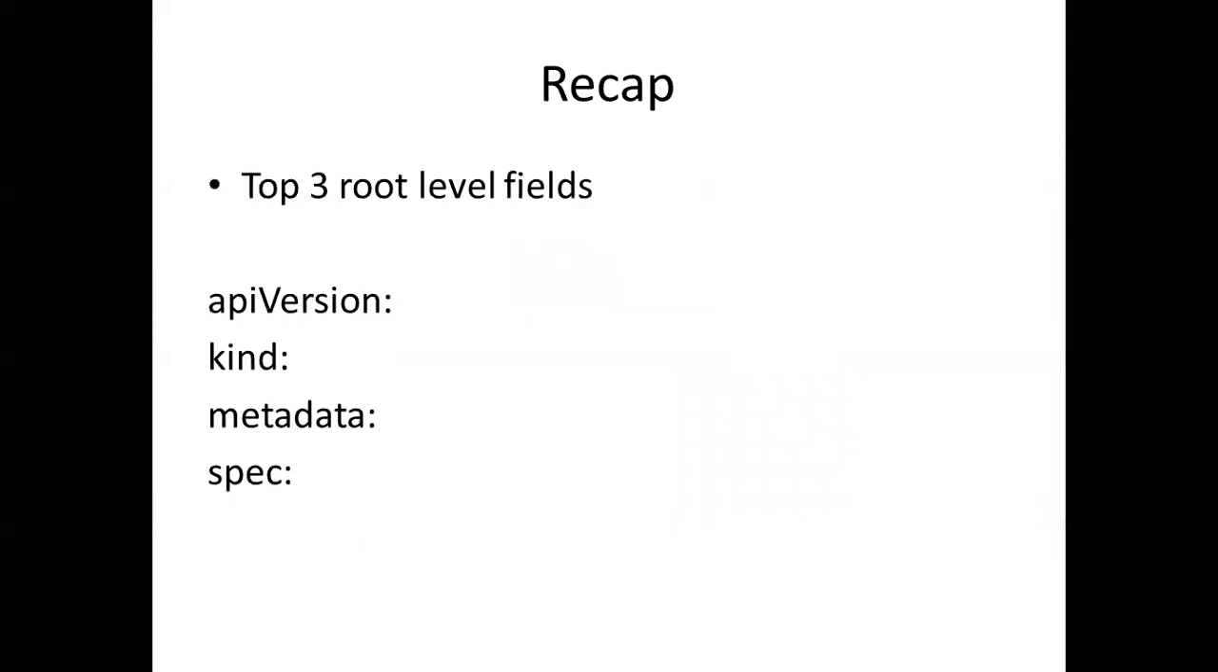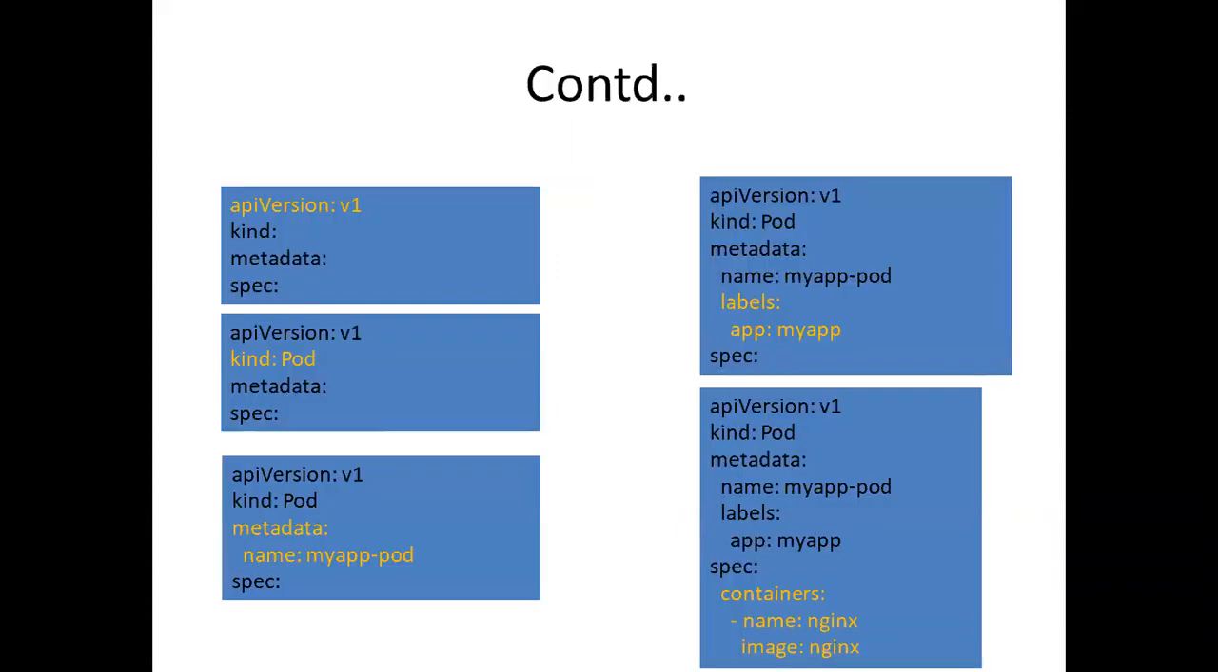Let's do some exercises on the Kubernetes YAML. Just a recap, the top root level fields are API version, kind, and metadata. Yes, spec is also there. So here, yeah, we have seen the same stuff: my app, counter, images, etc.